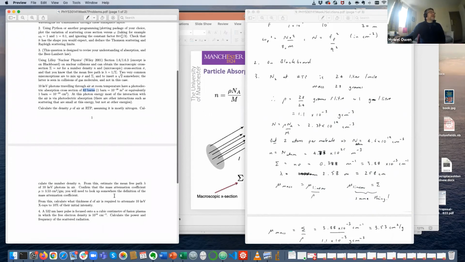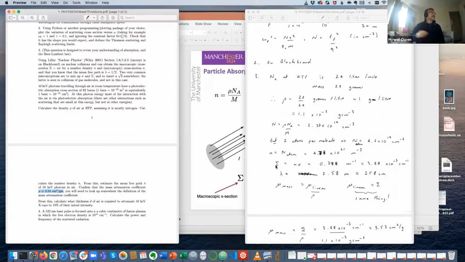Now, let's confirm first that the so-called mass attenuation coefficient is 3.53 cubic centimeters per gram. Now, you may or may not have encountered the mass attenuation coefficient. It online is given in a slightly confusing way in a couple of places that you will find immediately. The mass attenuation coefficient is equal to the linear attenuation coefficient divided by the physical density of the material. And this linear attenuation coefficient is the same thing as the macroscopic cross-section. They're the same thing.